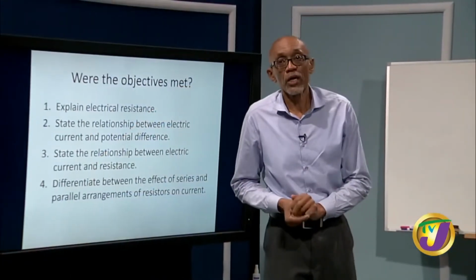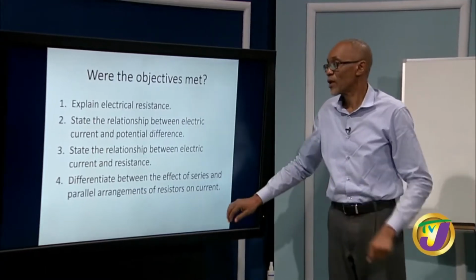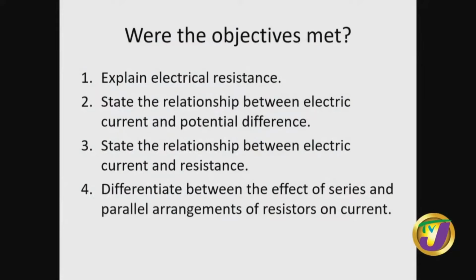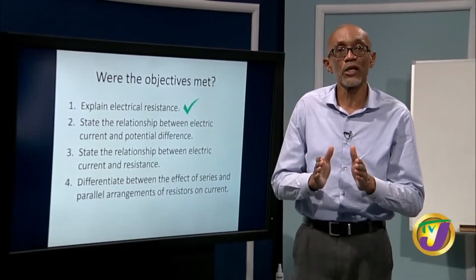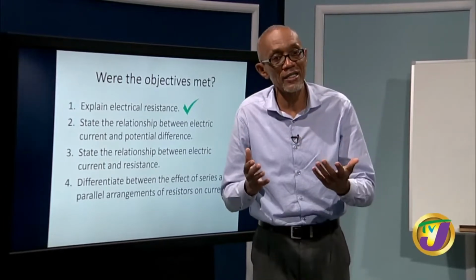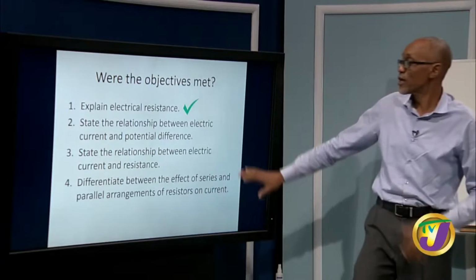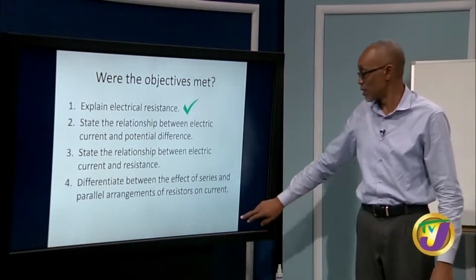So, were the objectives met? Let's see what the objectives are. We were asked to explain electrical resistance. I think we did that when we explained electrical resistance. We talked about electrical resistance when the charged particles collide with the lattice atoms and so on, right? That's electrical resistance.